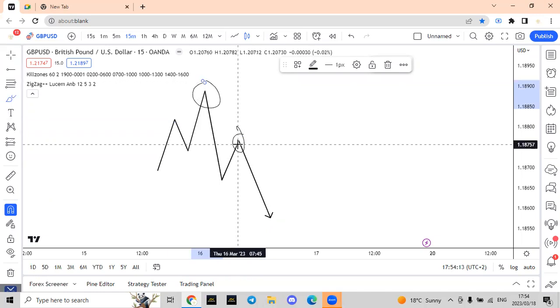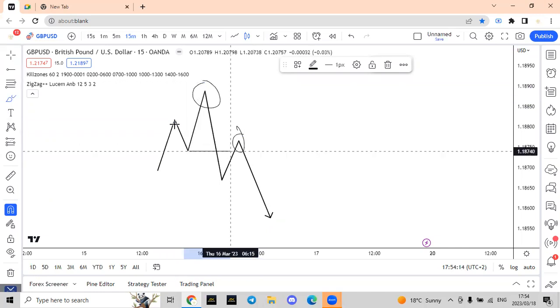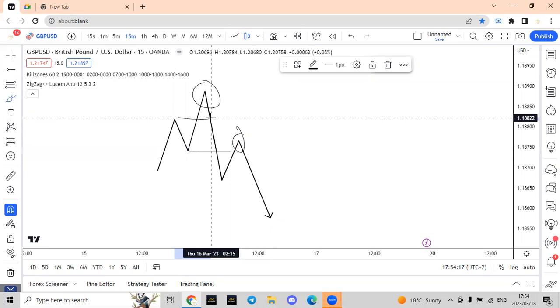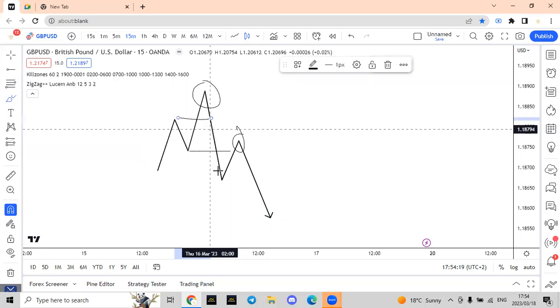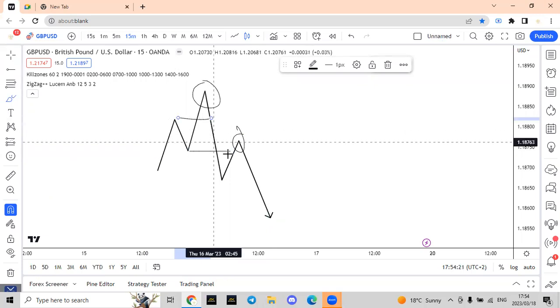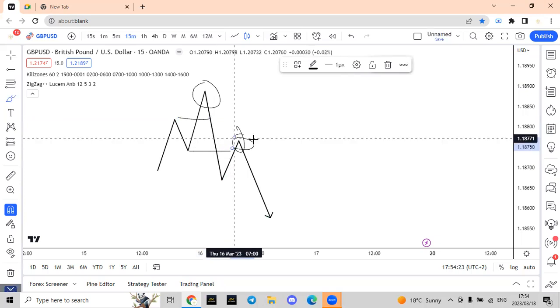Then this is a weak high because it took liquidity. Remember the example I showed you, and it broke structure. This becomes a strong high. This is not a strong high because it didn't take liquidity.